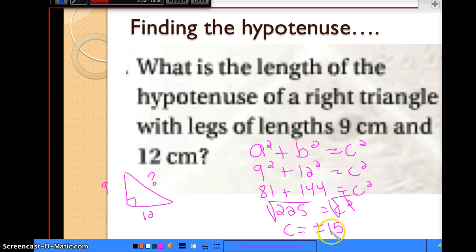Know that negative 15 would not be a possible dimension of a triangle, so therefore we will take the positive answer that 15 centimeters is the hypotenuse. Okay, so we X out or eliminate the negative 15 choice.